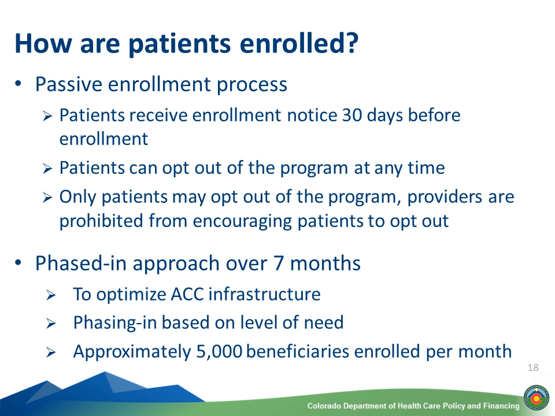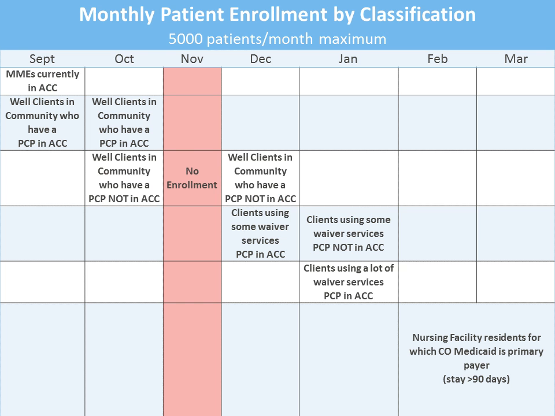So as I mentioned, it's a phased-in approach over 7 months. We're really relying on the foundation of the Accountable Care Collaborative and our RCCO and Primary Care Network to optimize as we begin phasing in individuals. We're also enrolling based on acuity, enrolling those who are the least acute first, moving on to those who require higher degrees of care, ending with individuals who are in a nursing facility. And you can see that reflected here on our enrollment schedule.